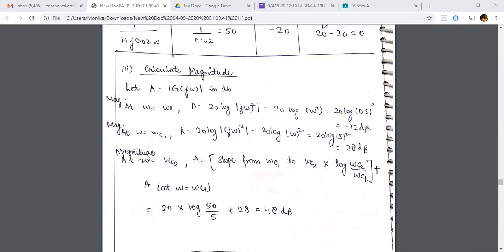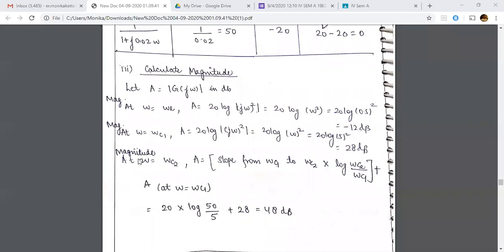Now the second step is to calculate the magnitude at omega C1. These steps are fixed. First you calculate at omega L, then at omega C1. How will you calculate? The same formula, 20 log 10 of mod G omega whole square, 20 log omega square, and now omega will be 5 at omega C1. What is omega C1? 5. So you get 28 dB. So this is minus 12 dB, and this is 28 dB.